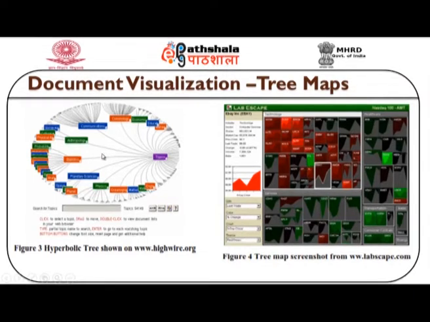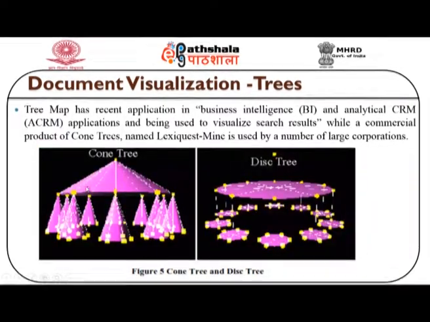So this is a hyperbolic tree which is shown on the highwire.org, and this is a tree map which is a screenshot that is taken on labscape.com. Then these are other representation visualization techniques that are applied for the documents. The tree map has a recent application in business intelligence and analytical CRM applications and are also used to visualize the search result, while a commercial product of cone trees named as the LexiQuest Mine is used by a number of large corporations. So here this is an example of a cone tree.